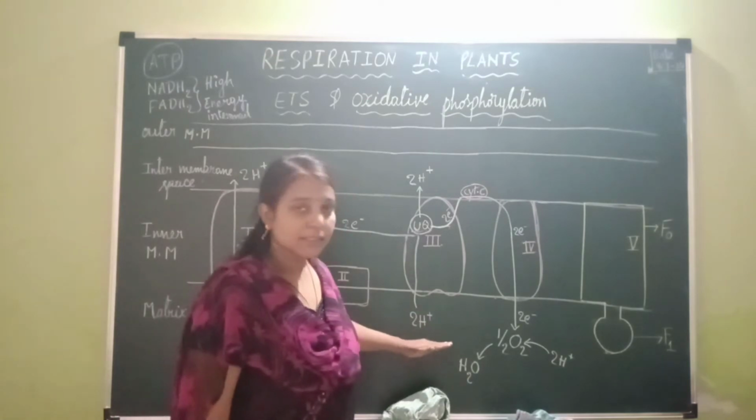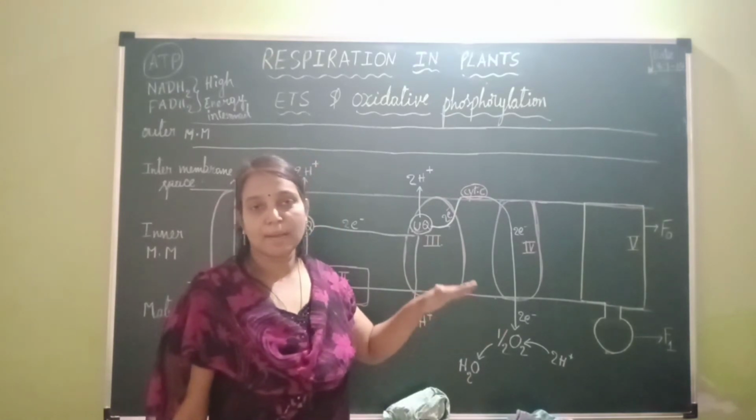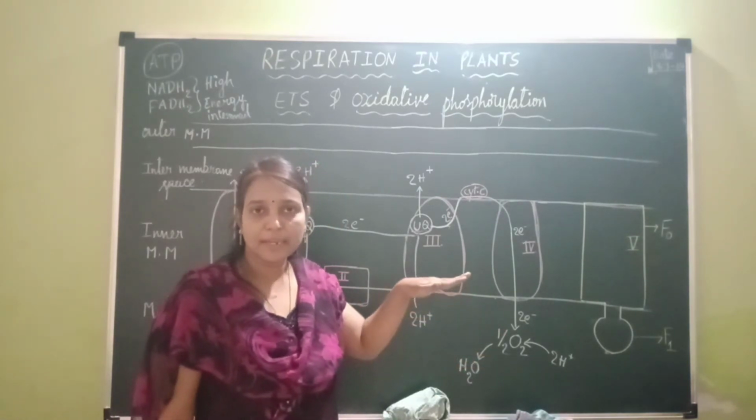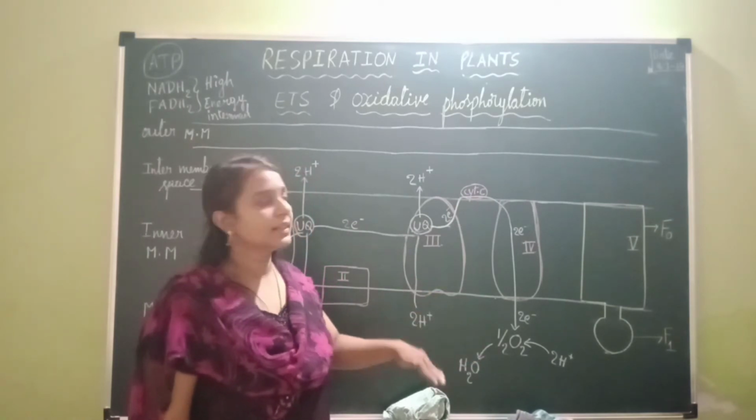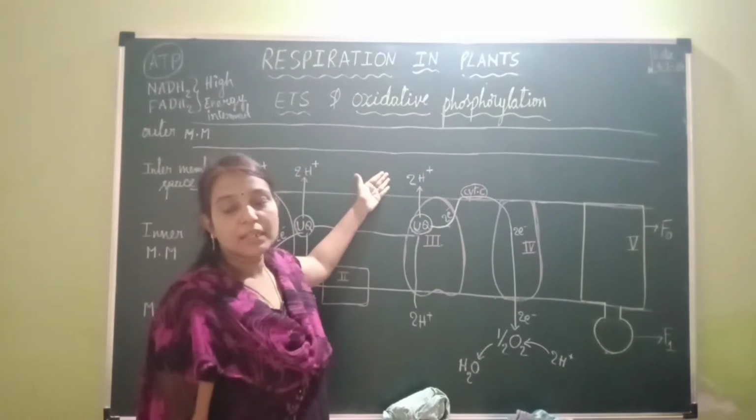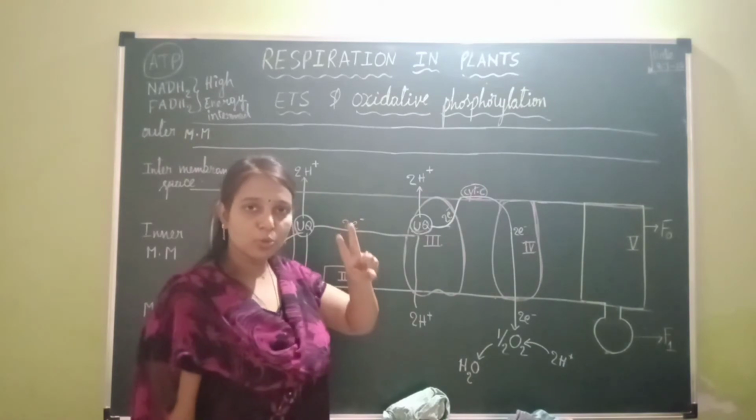So in the matrix, the number of protons present will now be reduced, lesser than the number of protons present in the intermembrane space, because there are two reasons.